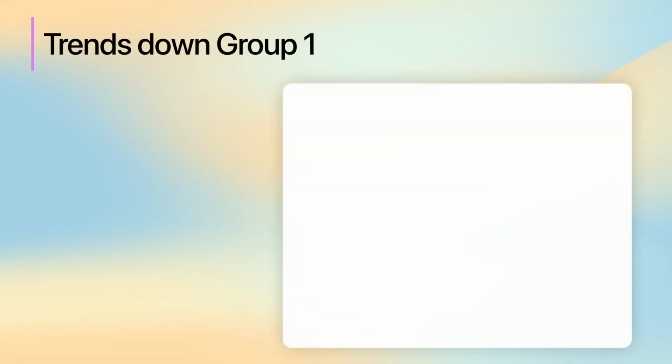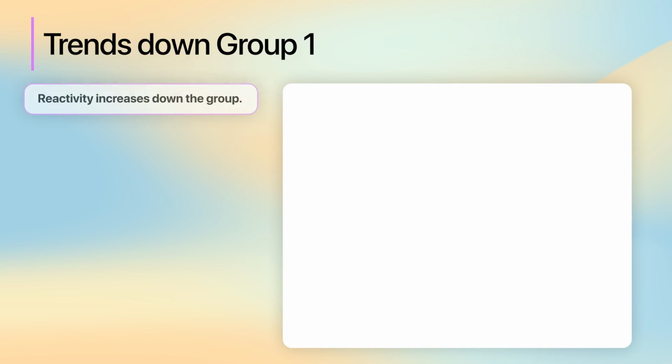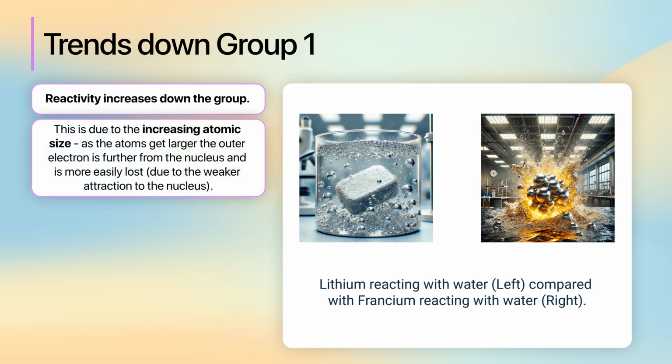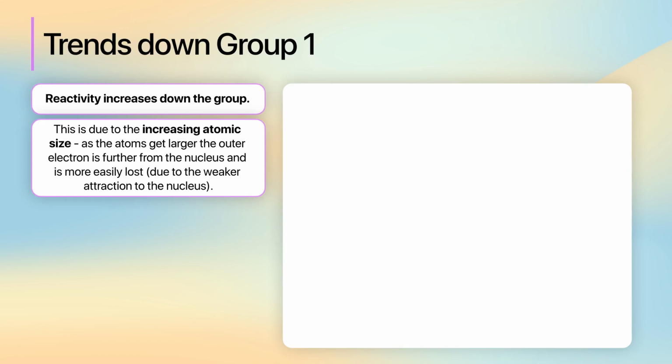As we move down Group 1, we observe several trends in physical and chemical properties, directly linked to the increasing atomic size. The reactivity of alkali metals increases down the group. Lithium is the least reactive, while francium, when observed, is the most reactive. This trend is due to the increasing atomic size. As the atoms get larger, the outer electron is further from the nucleus and is more easily lost, due to the weaker attraction to the nucleus.